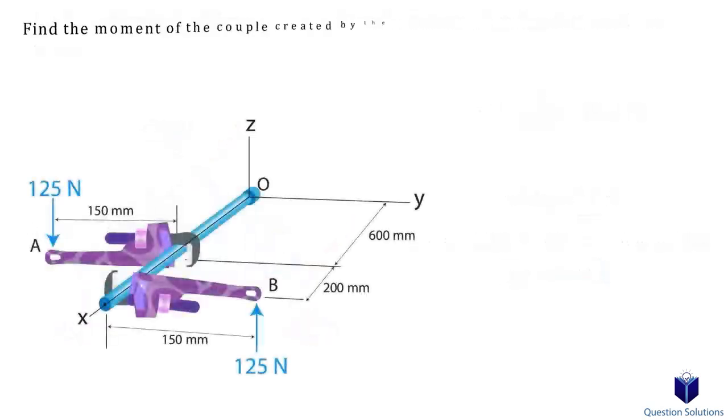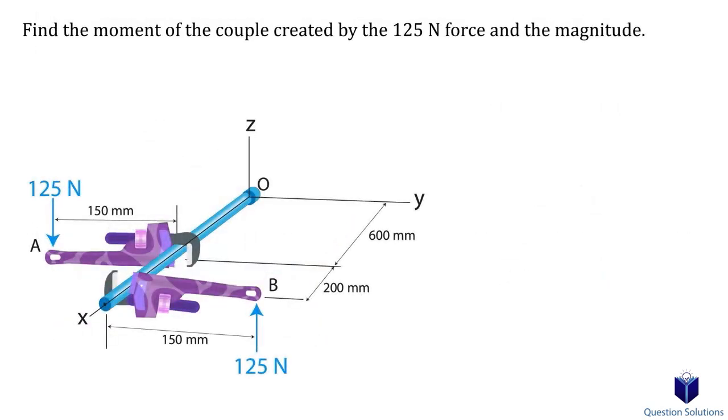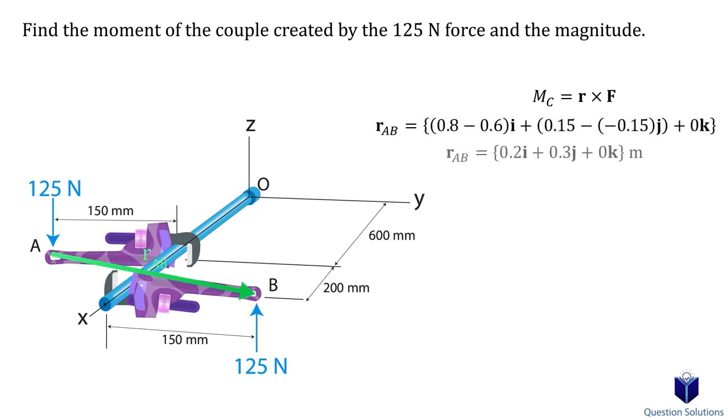Let's take a look at this problem where we have two wrenches applying a force and we need to figure out the couple moment created. So a moment can be found using this equation, which means what we need is a position vector from points A to B, since that's the distance between the two forces. We also need to express the 125 Newton force in Cartesian form.